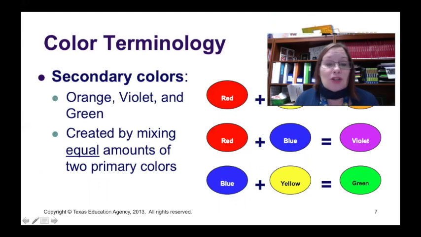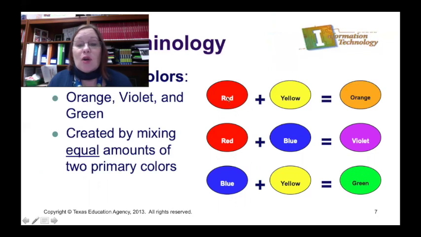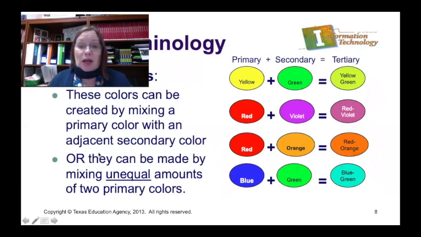Okay, color terminology, secondary colors, you guys. When you take two colors, you already reviewed this, red plus yellow equals orange, red plus blue equals violet, and blue plus yellow equals green. That is when you're painting and you're mixing colors, or you have crayons, things that you're putting on paper, right? These colors are made by mixing equal amounts of the primary colors.